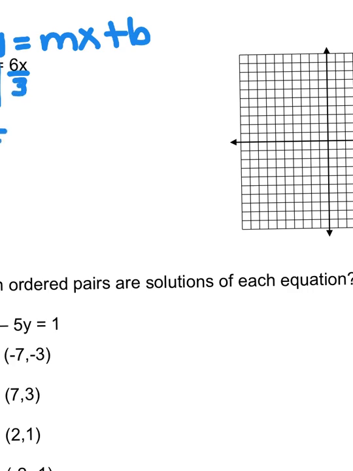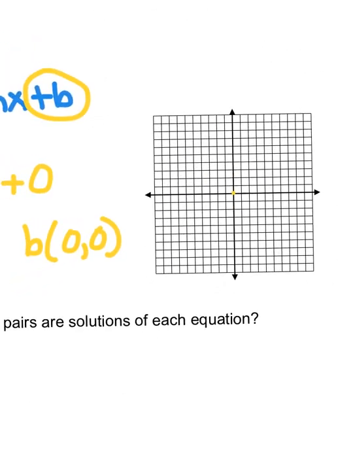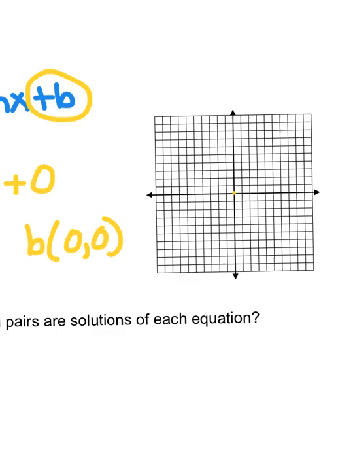So y equals 2x. Well, where's the b? There is no b. Well, there is a b, but the b is an understood 0 here. So the slope goes through the origin. This can also be referred to as an equation that has direct variation or proportional. So if it starts at the origin and it's a linear equation, then it is a proportional relationship.